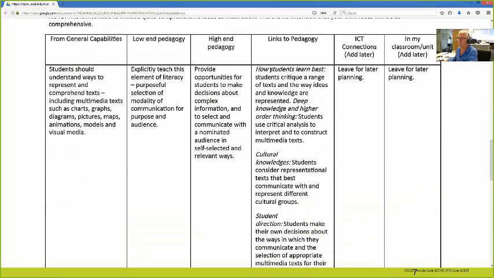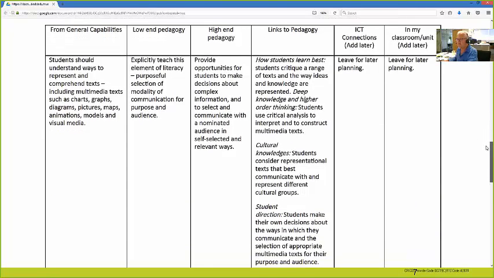This is the column that you're only supposed to get up to this week. Okay, this is the beginning column. So you can see what she's done. Students understand ways to represent and comprehend texts, including multimedia, charts, graphs, etc. Low end, teach it. Do a demonstration up front, a drill and practice. The very first slide in this presentation. High end, provide opportunities for students to make decisions about complex information. Okay, how they learn best. Okay, basically critique a range of texts and ways the ideas and knowledge are represented.